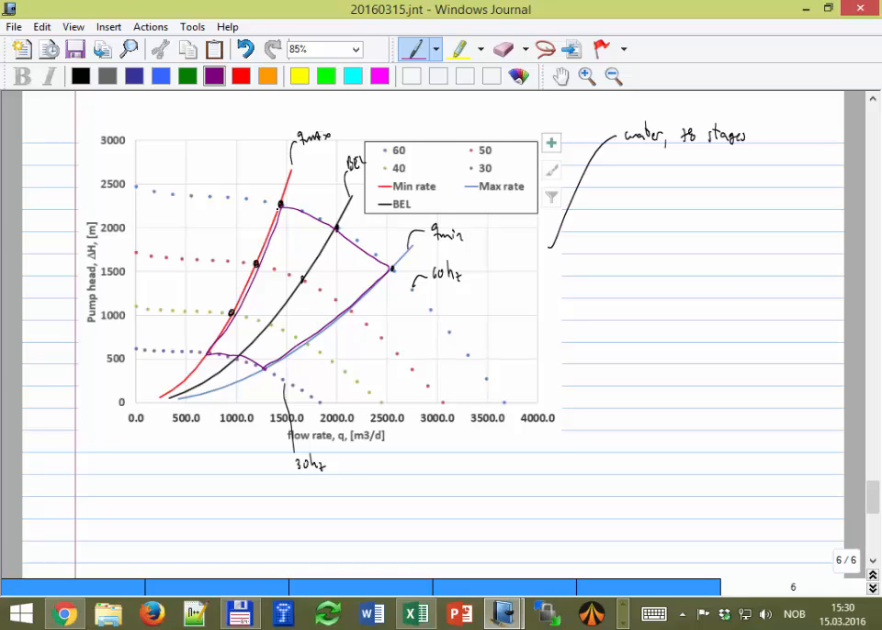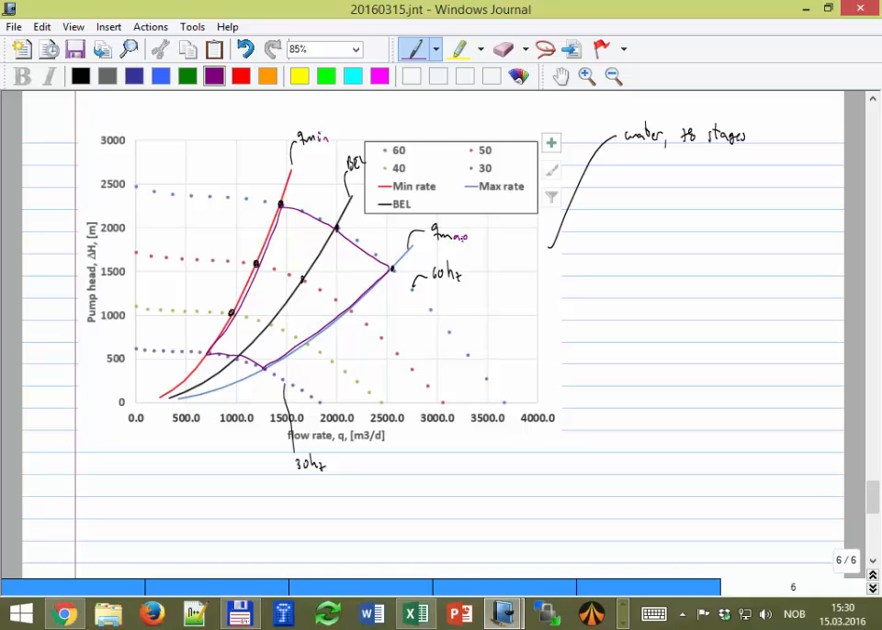Yes? I guess you have made a mistake in defining Q minimum and Q maximum. I have? Yeah, because we have two rates on the x-axis, so Q minimum should be the right line. Oh yeah, that's correct. Q min and Q max. OK?